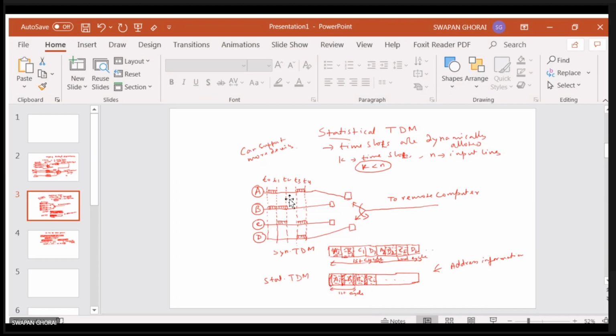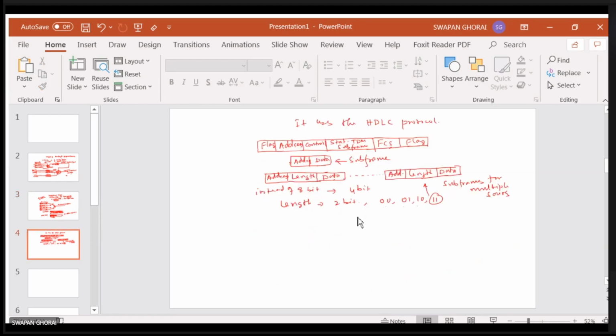Okay. Once again, I'm telling you this: statistical TDM is the most important part of multiplexing, and modern modems are based on this technology. Okay. Anyway, if you don't have questions, then I'm just stopping it here.